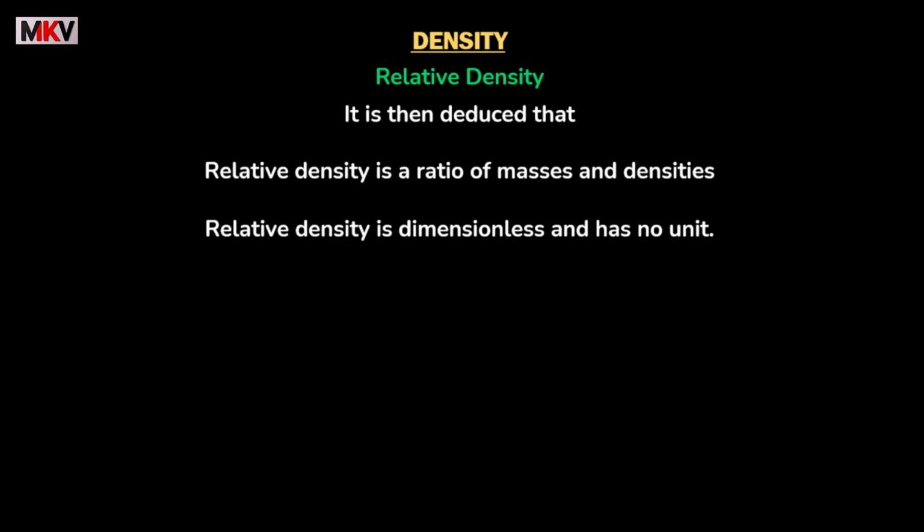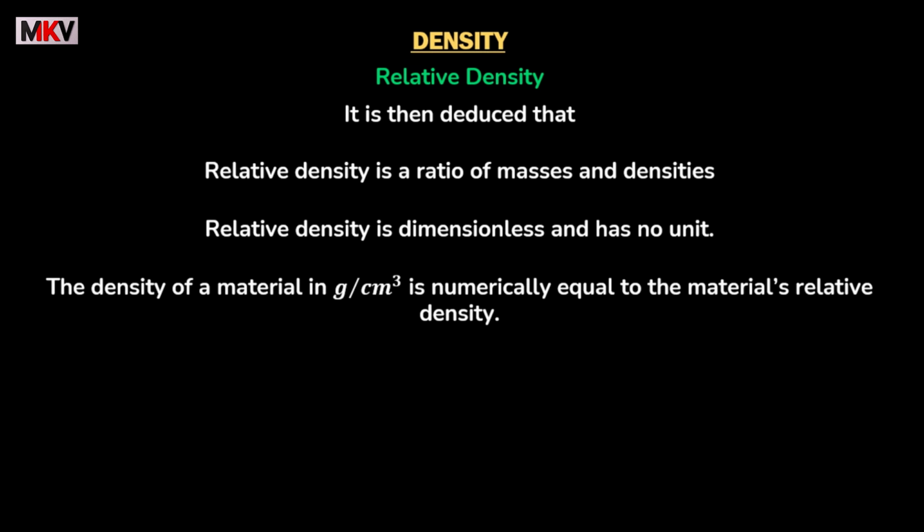Their units cancel out, hence it has no unit and it is dimensionless as well. So relative density is dimensionless and has no unit. And the density of a material in gram per centimeter cube is numerically equal to the material's relative density. So if you have a material's density in gram per centimeter cube, then that is the relative density of the material.